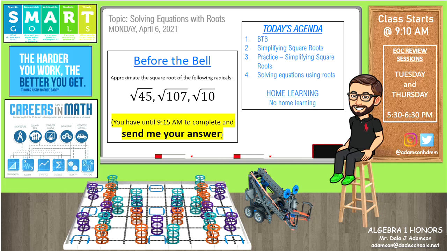Alrighty, so for our first segment today, we're going to start with our BTB, or before the bell. I'm showing you the slide you would have seen if we were meeting today live in class. I'd like you to take a few minutes to try to do today's before the bell. On the instructions, I've asked you to approximate the square root of each of those radicals. What is the square root of 45, 107, and 10? What are they each approximately equal to?